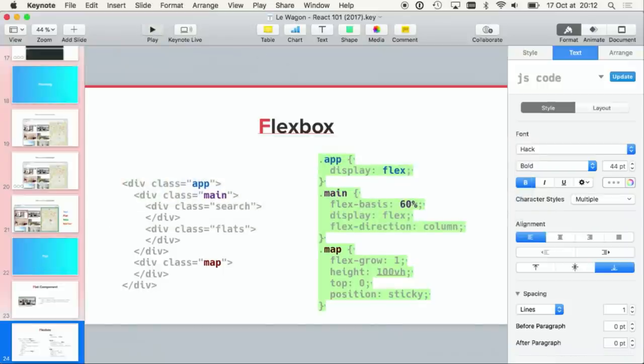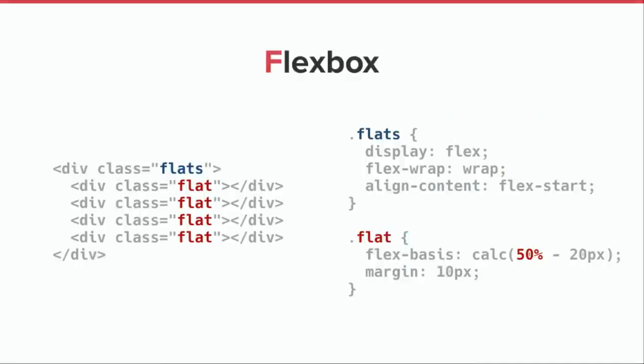Now, if we dive into the flats, inside the flats you will have several flats. And those flats are also Flexbox. What we do is that basically this Flexbox should span on multiple rows. That's why we need the flex wrap property. And we will stick everything at the top, meaning that if we just have three flats, we don't want to center on the page vertically. We want them to go up. That's why we need the align-content flex-start.